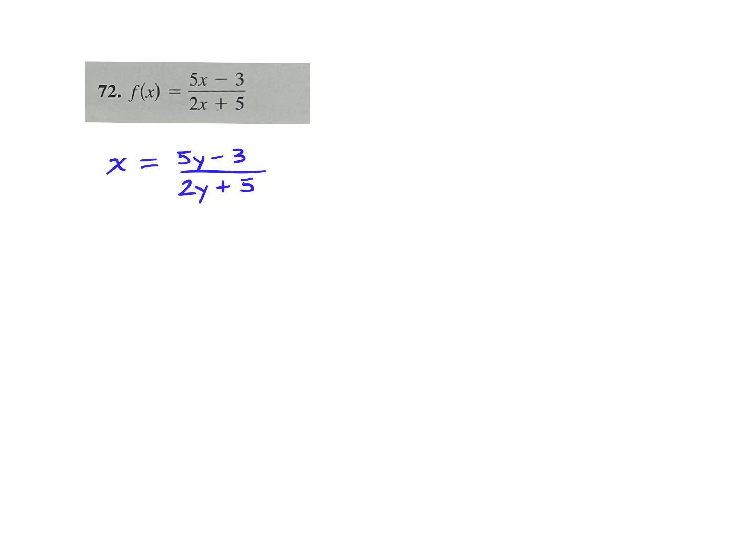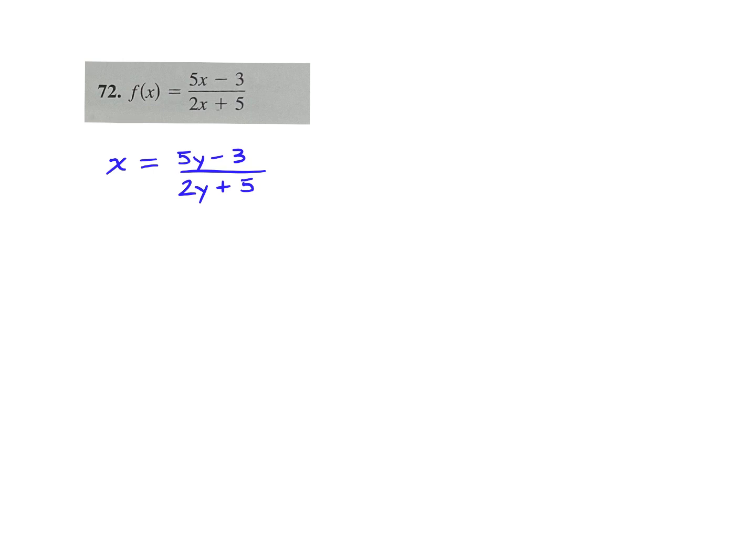Carrington, here's number 72. The first thing you have to do here to find the inverse, obviously, is switch x and y. You can see I've already done that. Now, what makes this problem a little more challenging is that both in the numerator and the denominator on the right-hand side, you have expressions that contain y, and that's what we're trying to isolate.